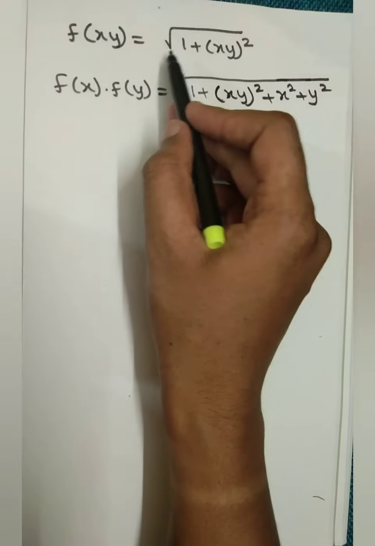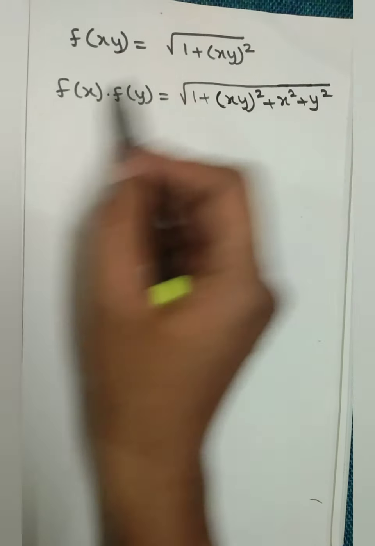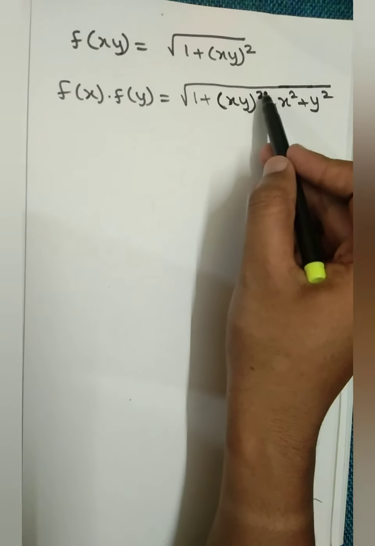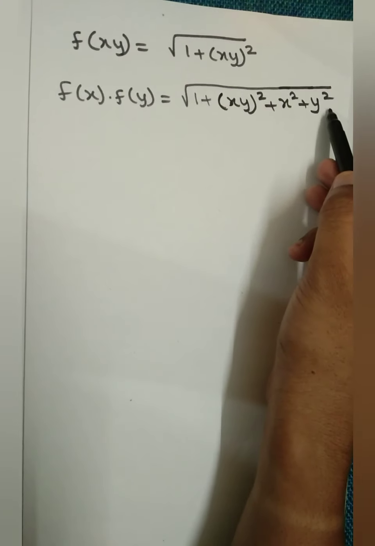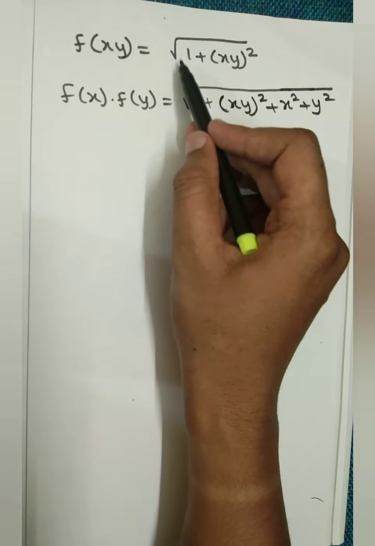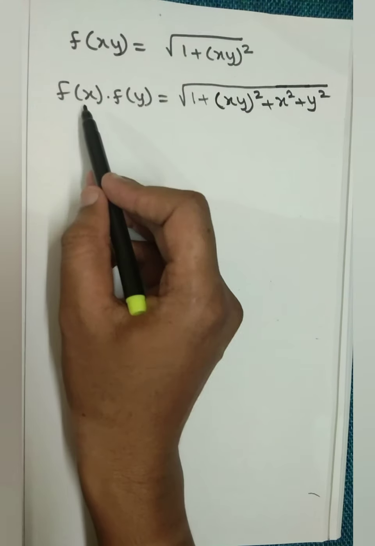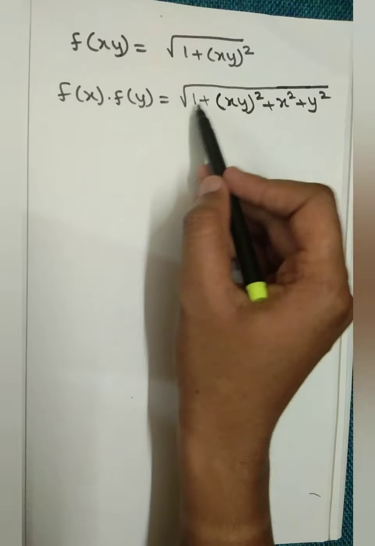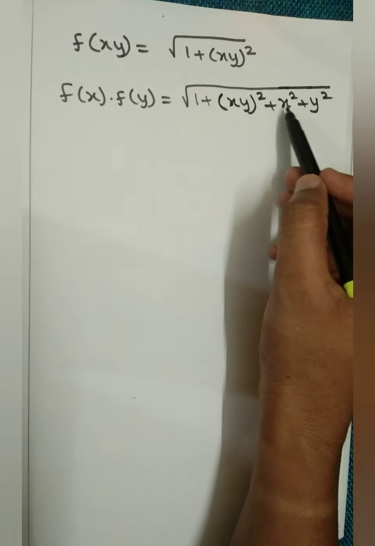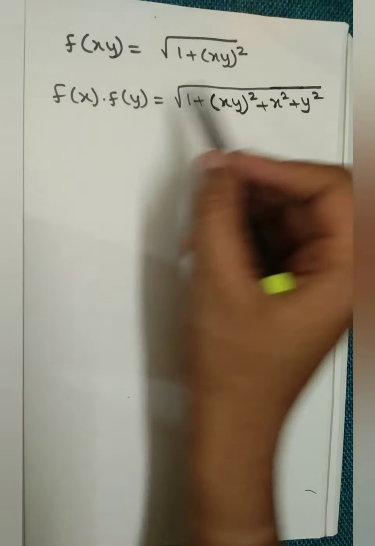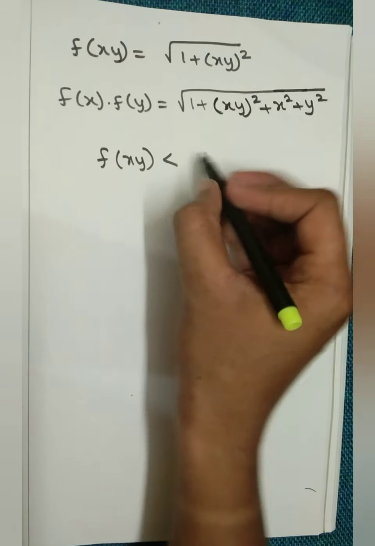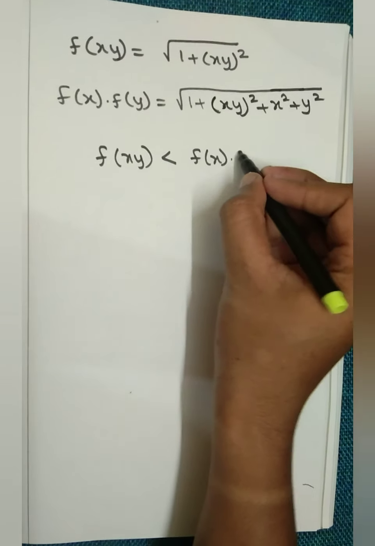My f of xy is equal to root of (1 plus xy) the whole square, and f of x into f of y is equal to root of (1 plus xy) the whole square plus x square plus y square. By comparing these two, in f of xy there is root of (1 plus xy) the whole square. In f of x into f of y, root of (1 plus xy) the whole square. In addition to this, I have x square plus y square. So my f of xy is less than f of x into f of y.